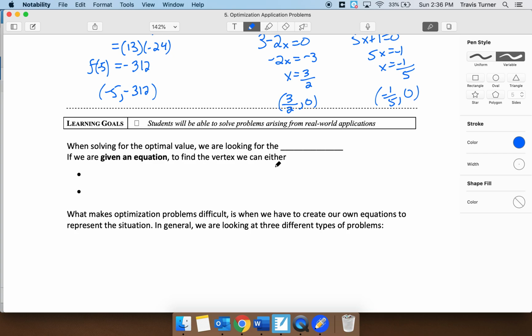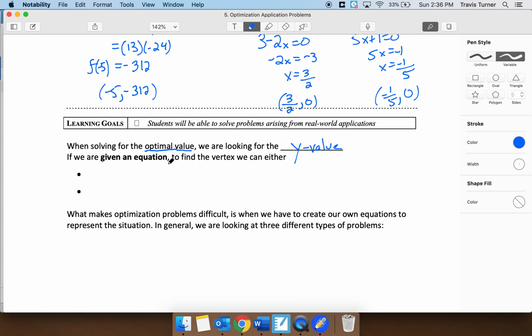Okay, today's lesson we're looking at and revisiting the optimal value or the maximum minimum stuff, but we're looking at strictly optimization in a word problem or application problem. So when we're solving for the optimal value, remember the optimal value really just means we're looking for the y value. So in a question, it might say to find the maximum or minimum, or it might just say, find the value of x when that happens.